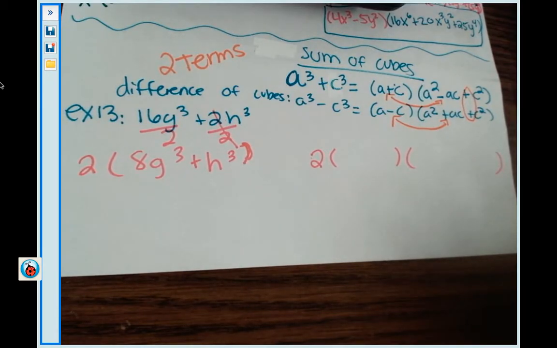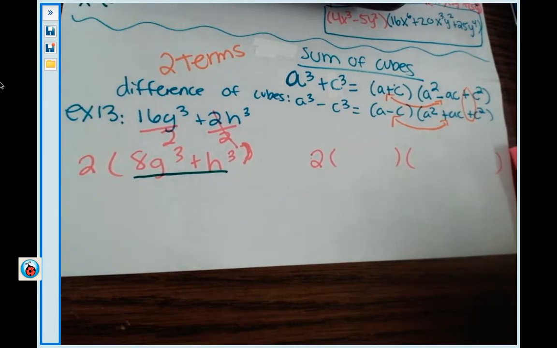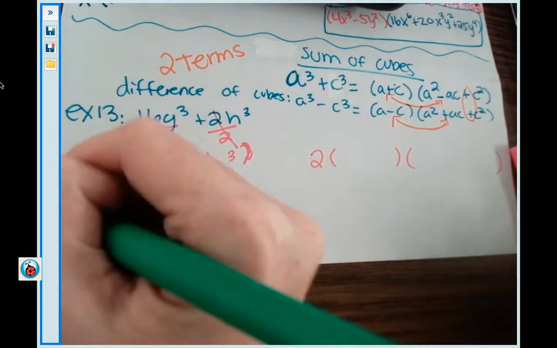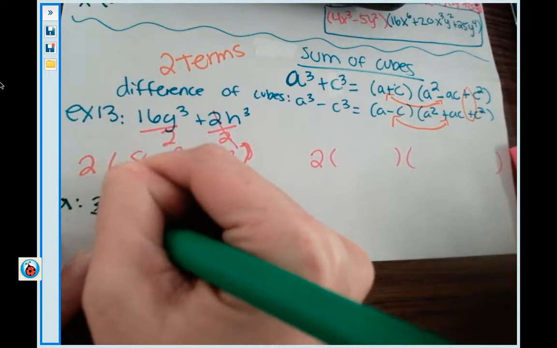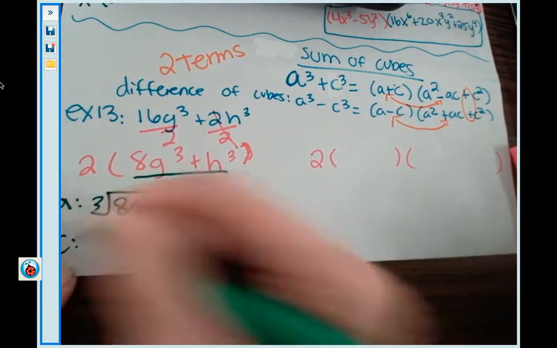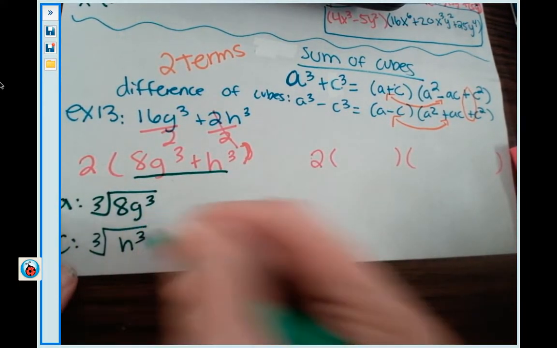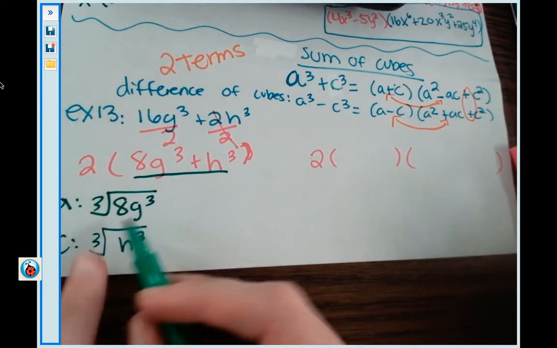Okay, so after we do the GCF, you guys, now we are looking in here to see if we can do a difference of cubes. Okay, so let's see if we can cube root each term. So my A term, I'm going to cube root the first term, which is 8g cubed. And for my C term, I'm going to cube root the second term, which is h to the third. All right, let's do it one piece at a time.